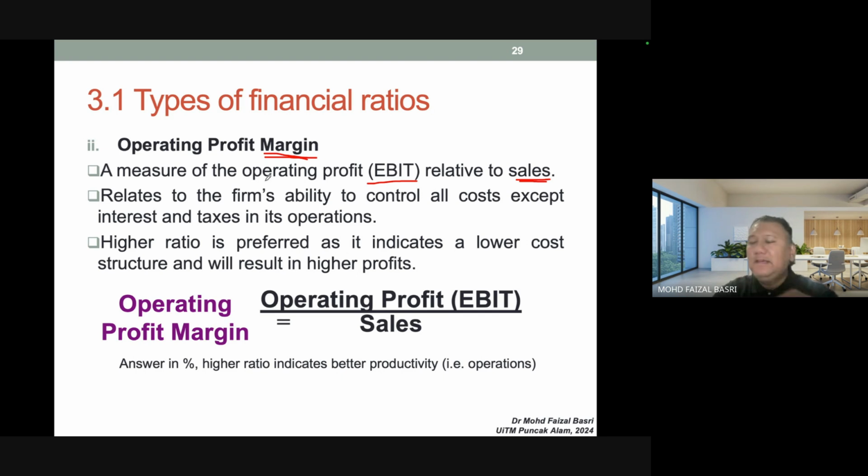Okay, so kalau tadi gross profit margin nak tengok the control of the variable cost. Okay, dalam case ni dia akan tengok ability untuk control all of the cost, which is in consideration of operating cost, kecuali interest and tax. Okay, so sama juga, the higher the ratio is preferred as it indicates lower cost of structure and will result in higher profits. Okay, better productivity dalam case ni the operations. Okay, ini that is the operation. So how well they manage dia punya operations. Okay, so sama juga answer in percentage, you multiply with 100.